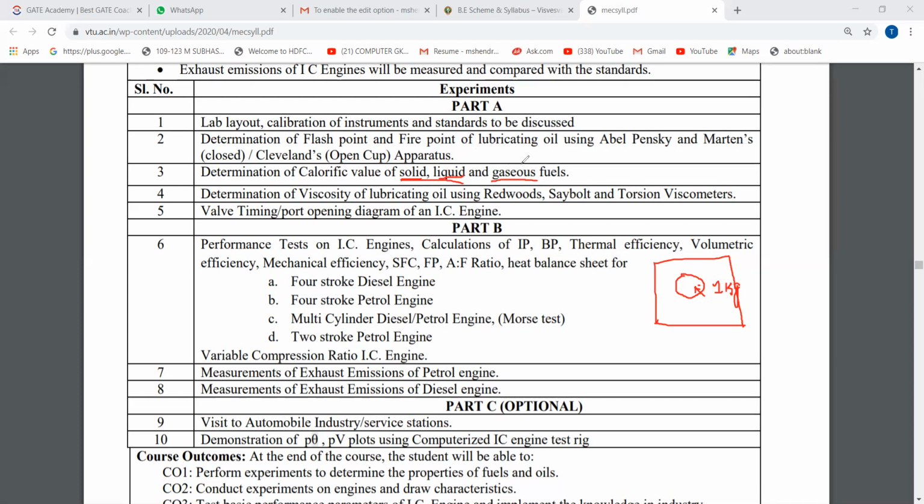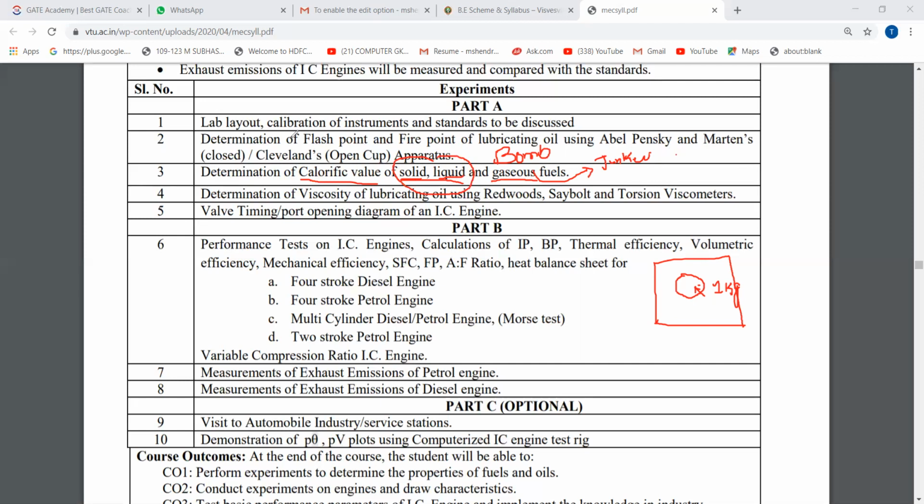The detailed discussion will be done while conducting the experiment. Just for the time being, remember the definition of calorific value, as well as the different instruments used to calculate the calorific value for solid, liquid, and gaseous fuel. I repeat, for solid and liquid fuels, we are using the bomb calorimeter, and for gaseous fuel, we are using the Junkers calorimeter.